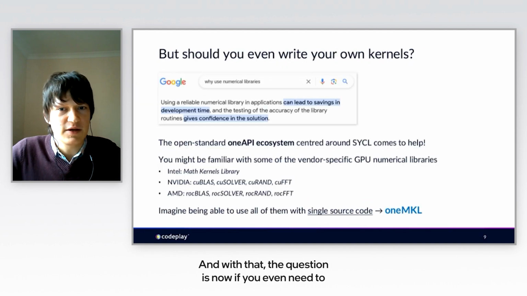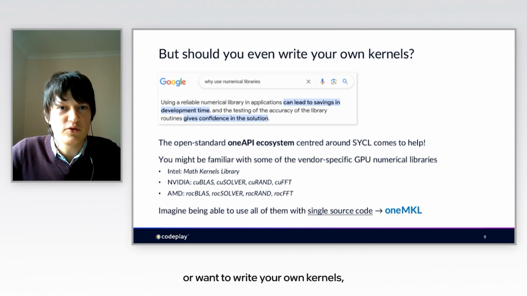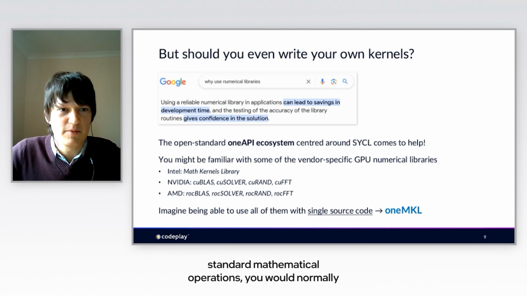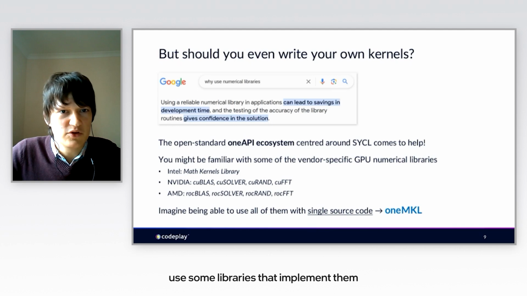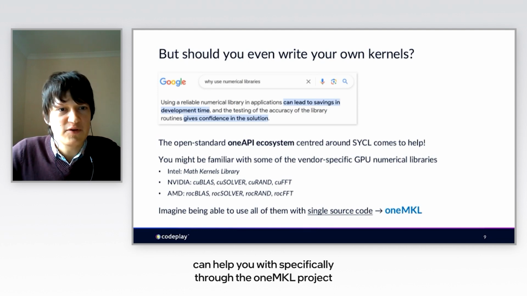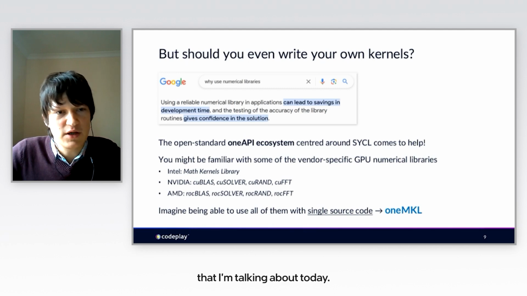With that, the question is now whether you even need to or want to write your own kernels, because if you're using standard computation, standard mathematical operations, you would normally use some libraries that implement them for you in the most efficient way. This is actually what the oneAPI ecosystem can also help you with, specifically through the oneMKL project that I'm talking about today.